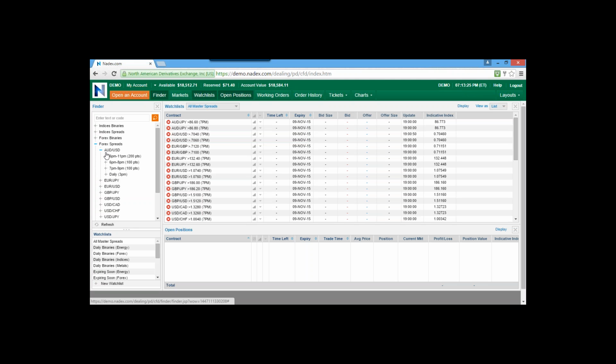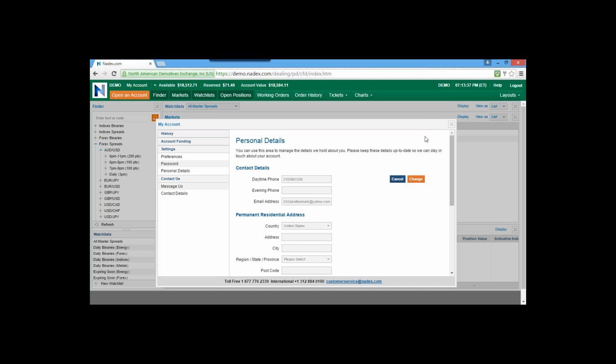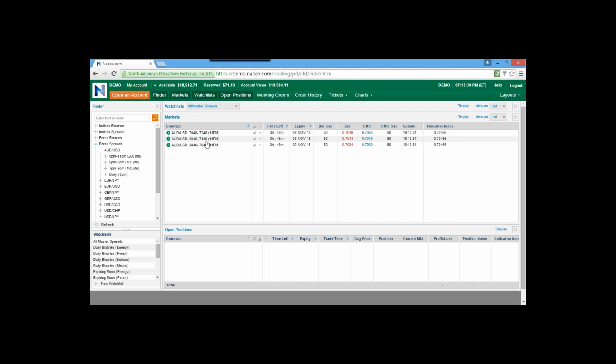Okay, well, I've got spreads right now. Spreads that opened up at 6 p.m. and they go all the way to 11 p.m., and they're 200 points wide. So I click that. I've got 3 different ones to choose from, 3 different spreads, 3 different floors and ceilings. They're priced a little bit differently here. Okay, so I've got all those.